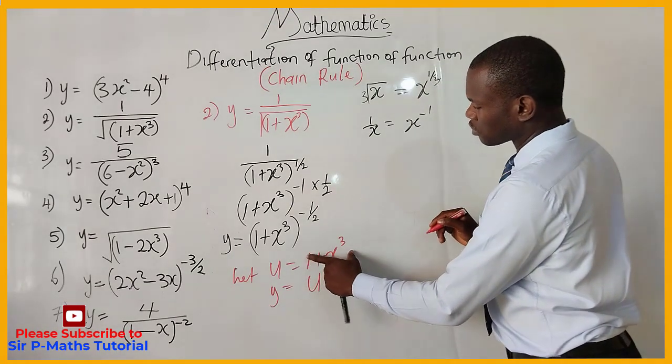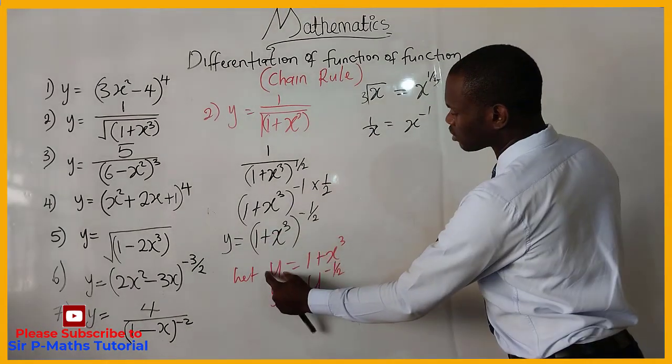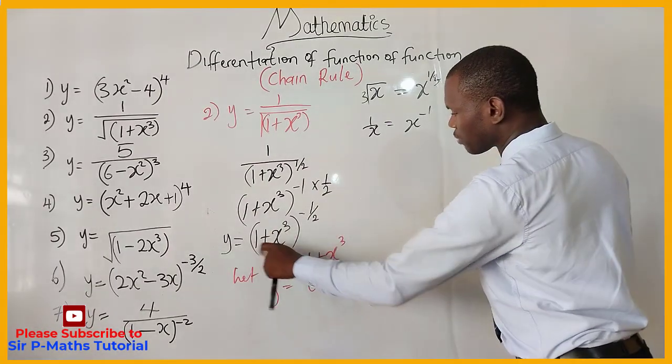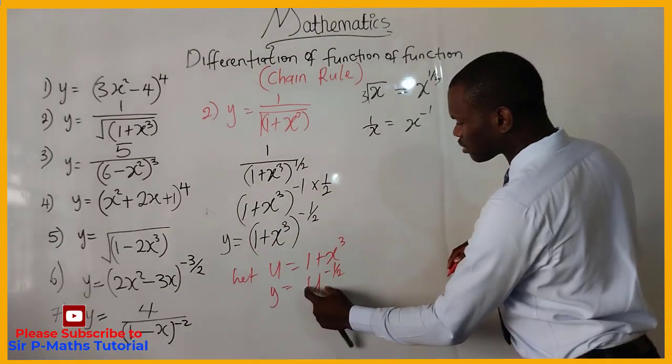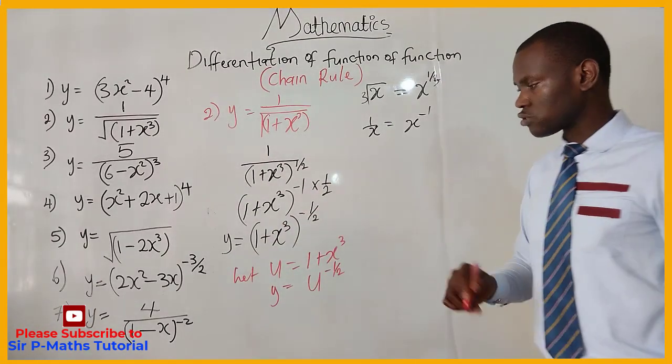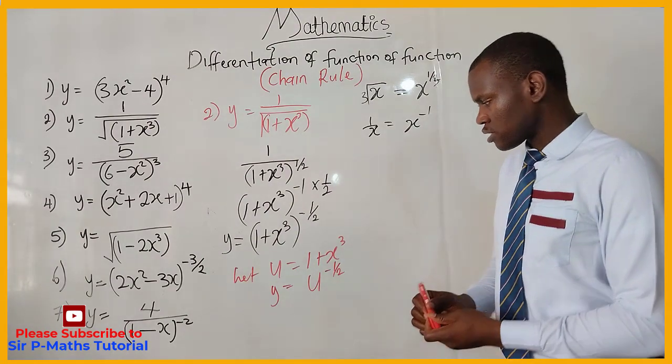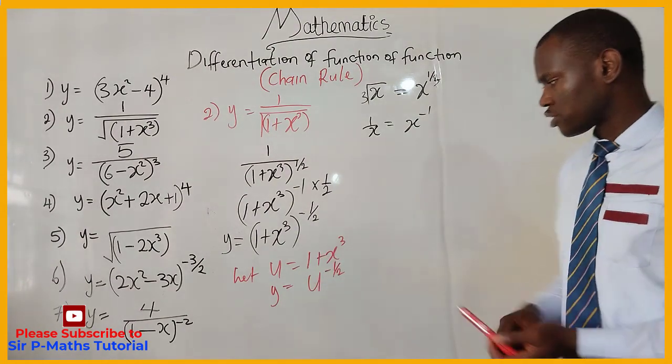Take note of what happened. The function inside the bracket equated to u, then this whole bracket is my u raised to the power of minus 1 over 2. And when we have done that, differentiate this and differentiate this.